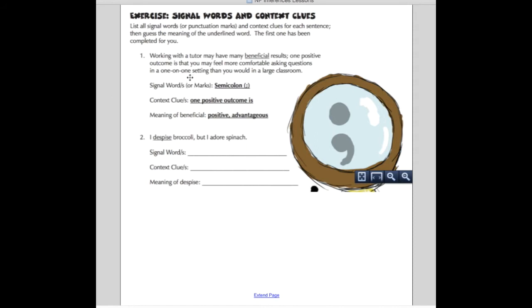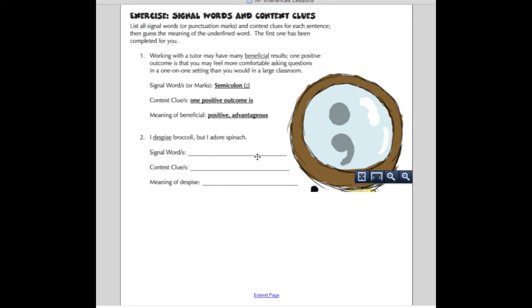So the signal words or marks, this mark happens to be the semicolon we just talked about, have many beneficial results. One positive outcome, okay? So one positive outcome is the context clue that helps us there. And the meaning of the word beneficial is positive or advantageous, okay?